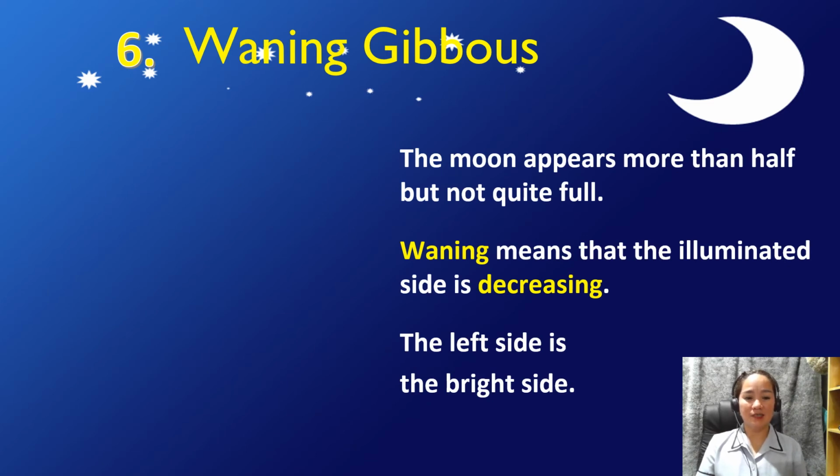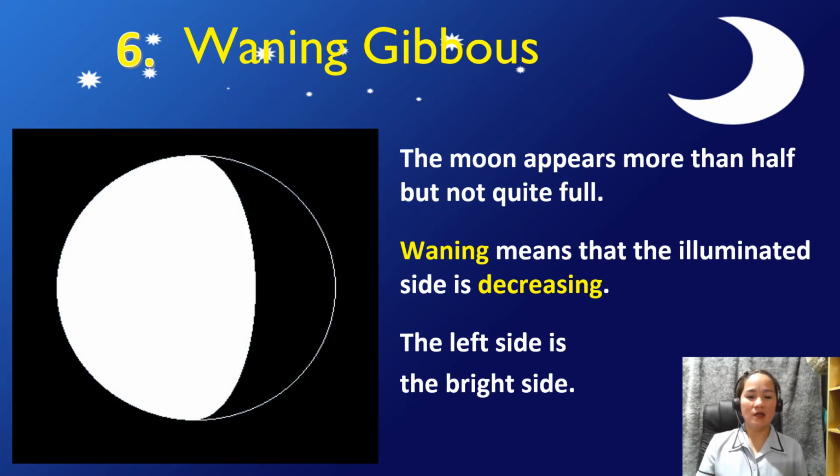Next, number 6 is the waning gibbous. This one, the moon appears more than half but not quite full. Waning means that the illuminated side is decreasing. So from the full moon, this one is decreasing. The left side is the bright side.